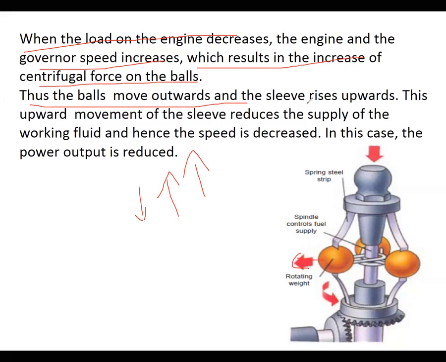The sleeve rises upwards. This upward movement of the sleeve reduces the supply of the working fluid. So when the centrifugal force is more, the sleeve will go upward. At that time the throttle valve will be closed.